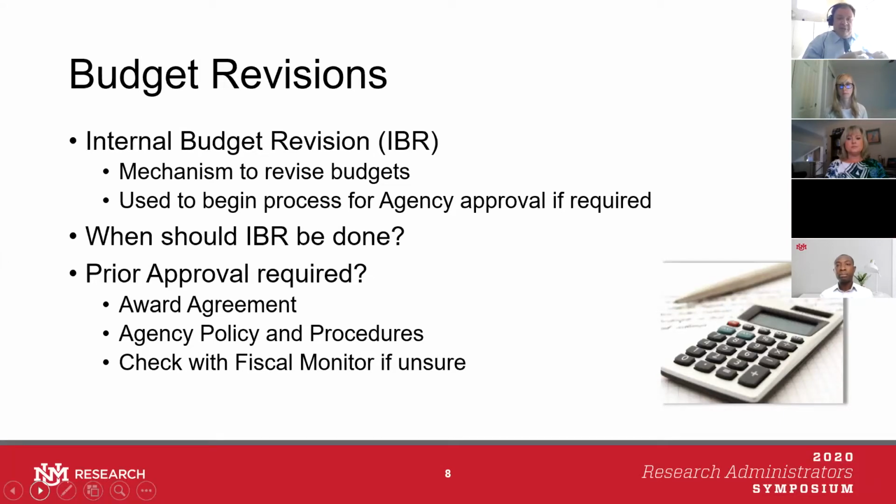Normally, you would be able to tell if approval for budget revisions is required by looking at the award documentation. It's usually there. If it's not there, then it's in the agency's policies and procedures. So you have to look at those two places to see if something is required or not. If you're not sure, go ahead and contact your fiscal monitor, and we'll either know or we'll figure it out.